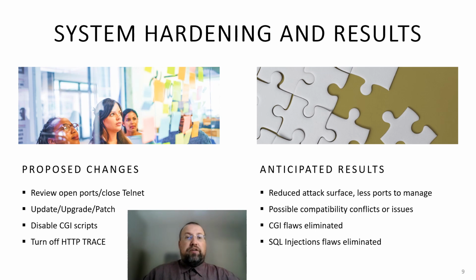Now, system hardening and results. So some of the proposed changes were to review open ports, close Telnet port 23, update, upgrade, and patch the system if available. Disable CGI script and turn off HTTP trace. Anticipated results would be reduced attack surface, fewer ports to manage, possible compatibility conflicts or issues with the update, upgrade, or patching option. CGI flaws would be eliminated and SQL injection flaws eliminated as well.